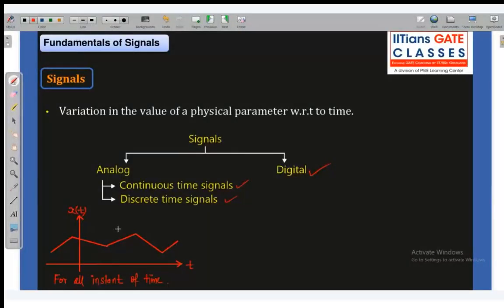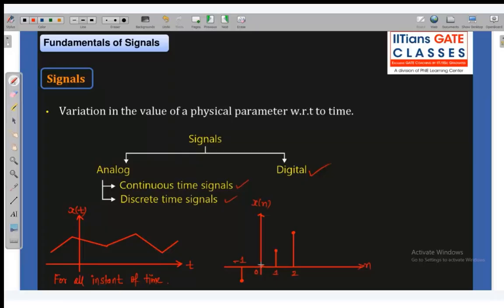So this is x of t, and it is defined for all instants of time, and there is a discrete signal which is defined only for discrete values of time, discrete instants of time, something like this. It may be positive, it may be negative. So this is 0, this is 1, this is 2, this is -1. This is n. In discrete time, we represent it by n, x of n.